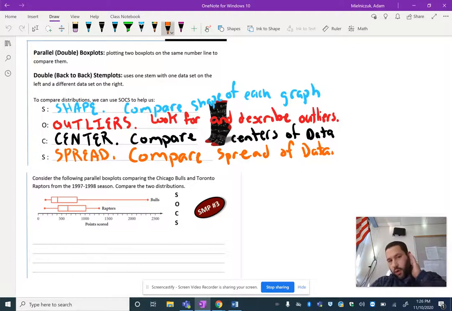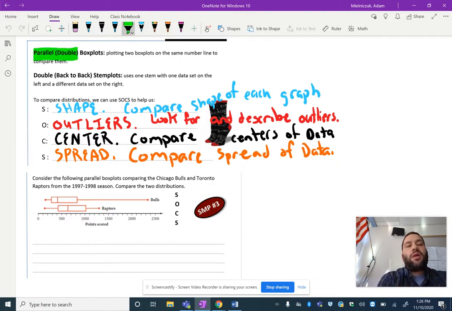All right, here in lesson 4.4, we are going to start comparing distributions. And the two ways we're going to do this are two different types of graphs, okay? We're going to look at parallel box plots, or double box plots, which is basically plotting two box plots on the same number line to compare them. And you can see an example of that below, which we're going to get to in a minute.